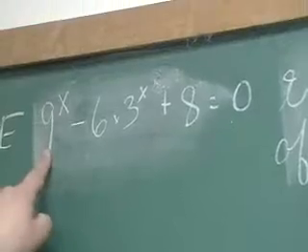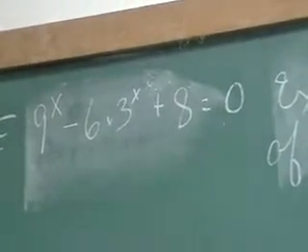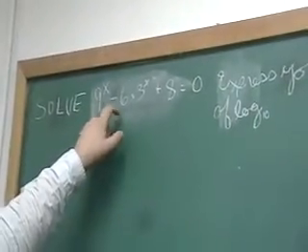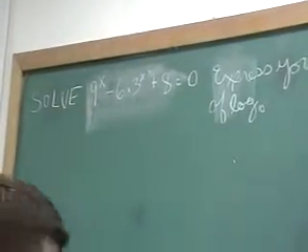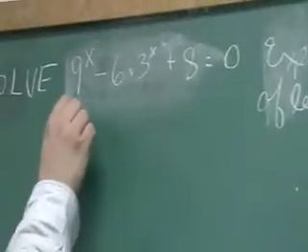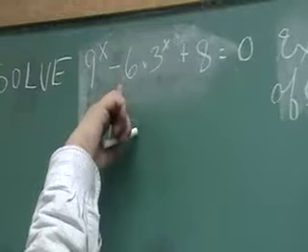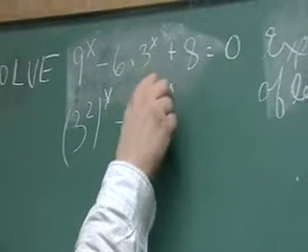It's 9 to the power of x minus 6 times 3 to the power of x plus 8. So if you look at it, 9 to the power of x is similar to 3 to the power of x because 9 to the power of x is the same thing as 3 squared to the power of x minus 6 times 3.